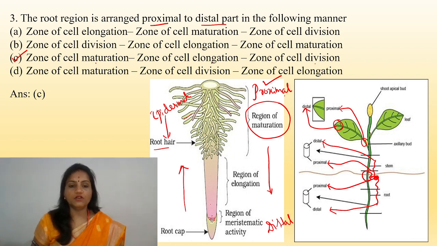They do not have the thickened wall. Therefore, in order to protect them, there is a thimble-like structure which covers this meristematic region, and this is called the root cap. Okay, sometimes they may also include this point, root cap, in the question.